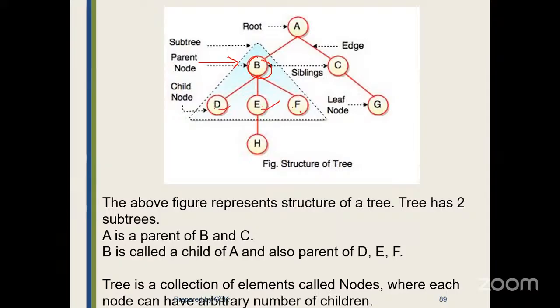D, E, F are child nodes of B node. And at the same level, what nodes do we have? B and C. This is level 1 and level 2. These B and C are called siblings. The nodes we have at the same level are called siblings.